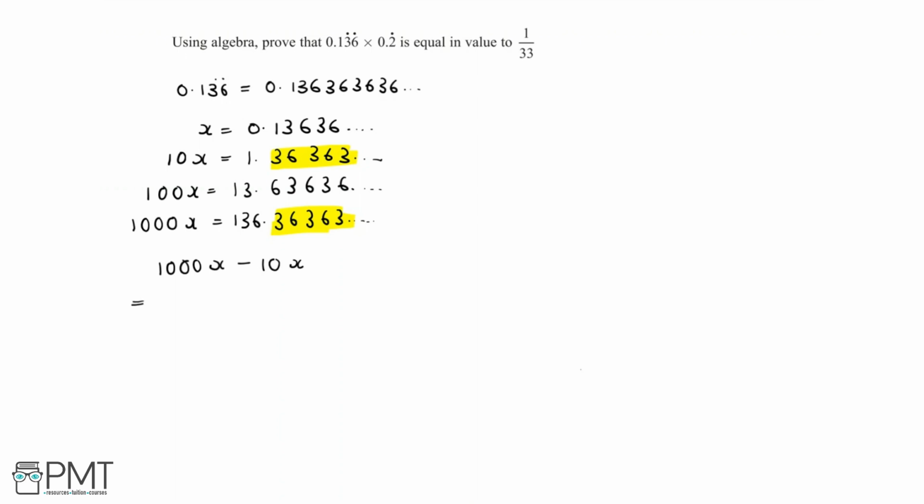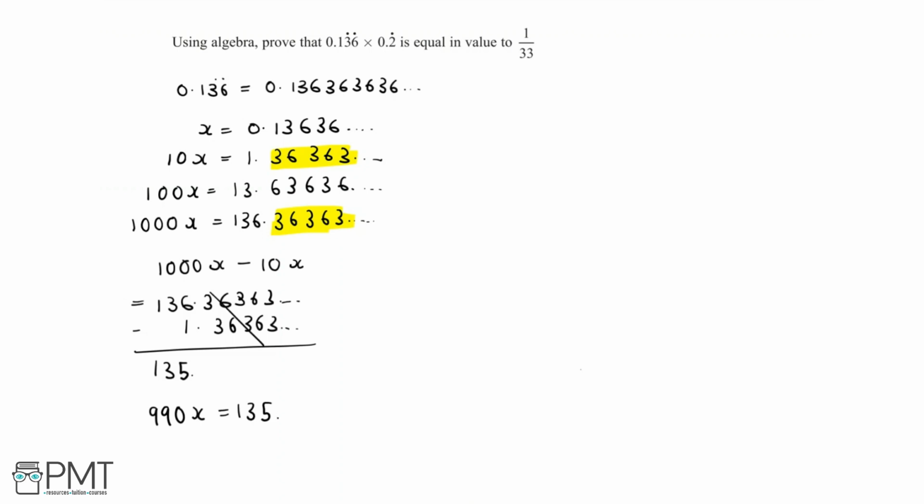So 1000x take away 10x is 136.36363 take away 1.36363, and we're left with 135. And so 1000x minus 10x can also be written as 990x. So we can say that 990x equals 135, and simplify this to get x is equal to 135 over 990.